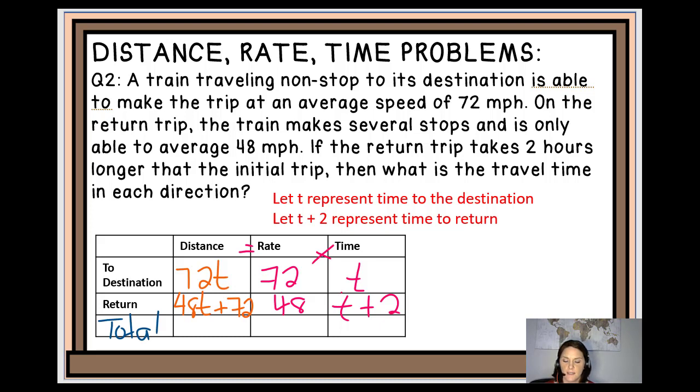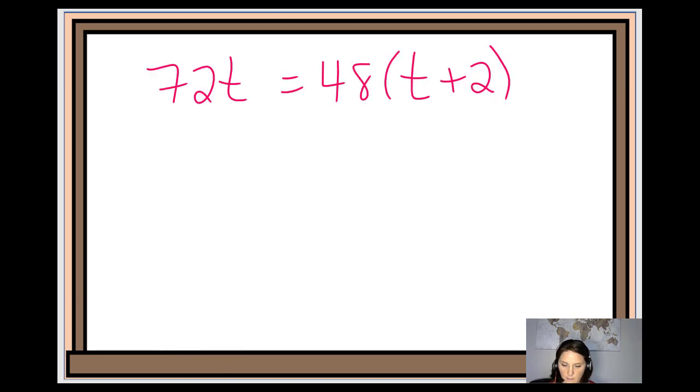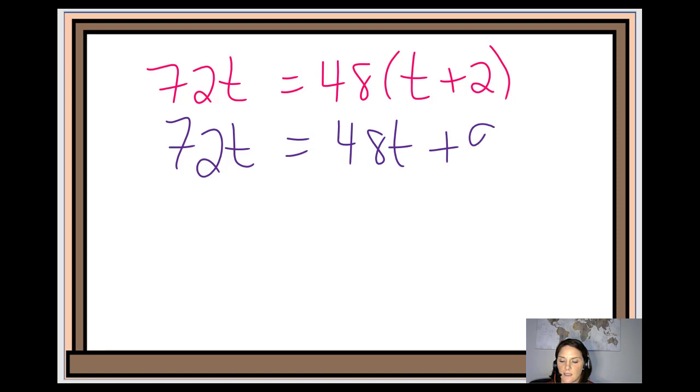Okay, so we're going to use the distance column to help us come up with our equation. Using that first column, our equation is 72t is equal to 48 times t plus 2. We're going to use the distributive property here. So 72t is equal to 48t plus 96. Okay, let's go ahead and solve for t.